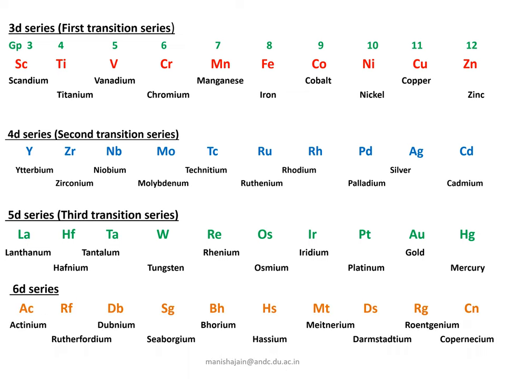While the last, 6d series comprises all synthetic elements, the radioactive ones: actinium, rutherfordium, dubnium, seaborgium, bohrium, hassium, meitnerium, darmstadtium, roentgenium, and copernicium. Remember, these elements now have the IUPAC nomenclature assigned to each of them, the last series.